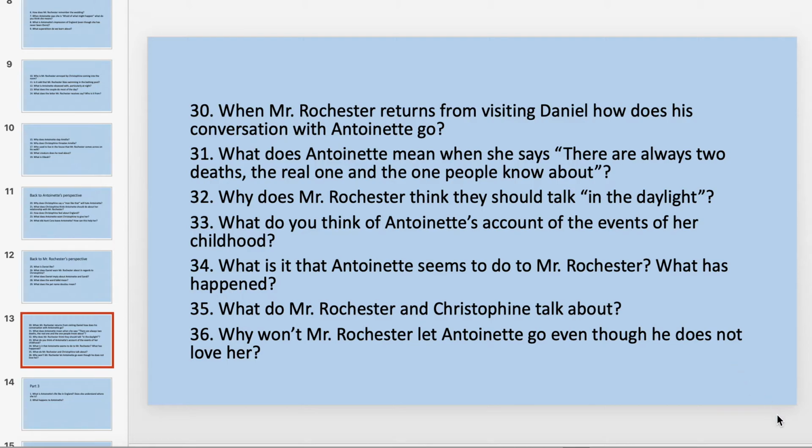Going on here to 30, when Mr. Rochester returns from visiting Daniel, how does his conversation with Antoinette go? So here I want you to note down what their conversation is about. Going on to 31, what does Antoinette mean when she says there are always two deaths, the real one and the one people know about?